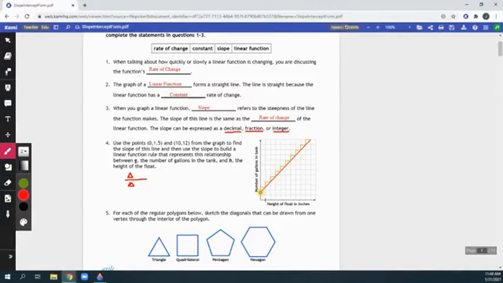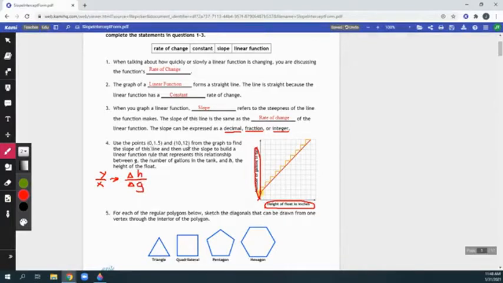So they told us what is the x-axis. Remember, we always put y over x when we're doing slope or rate of change. Y over x, y over x, y over x. Remember that. So my x-axis is float, H for the height of the float. And my y-axis is gallons in the tank, G.